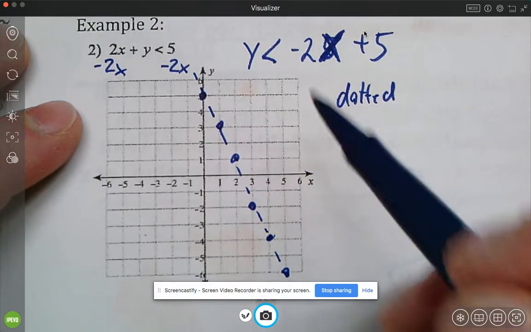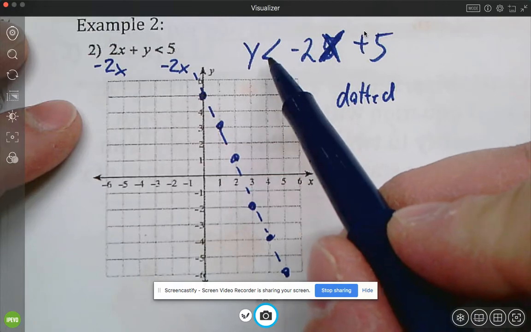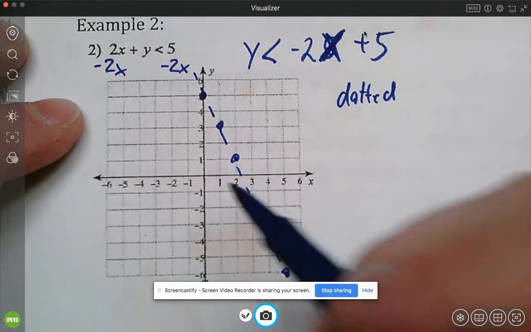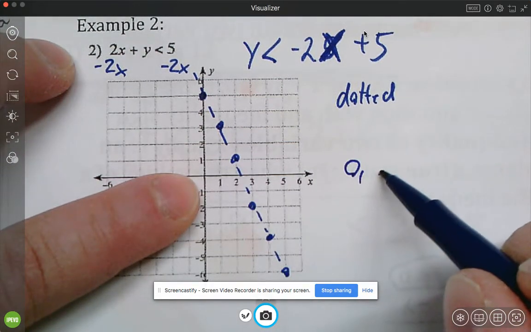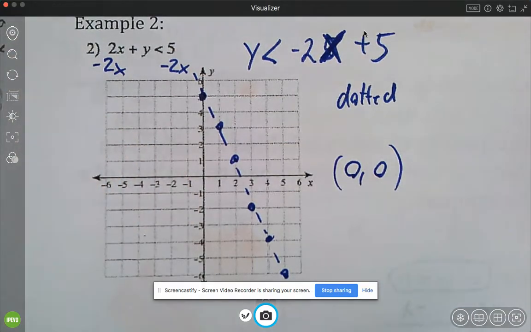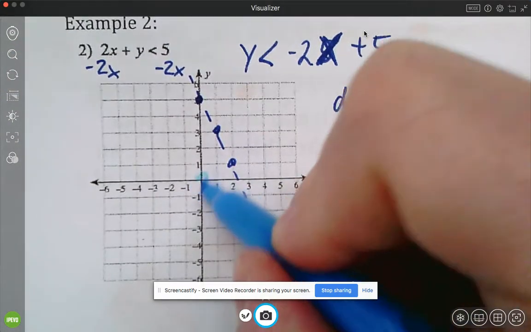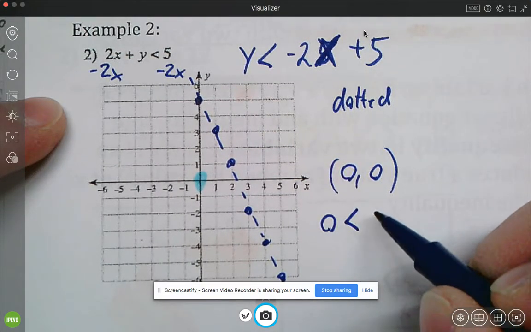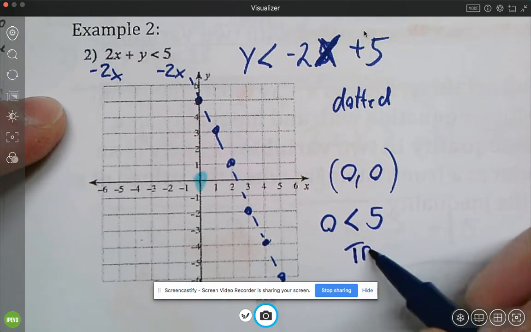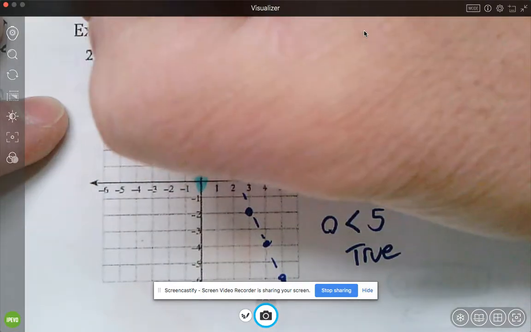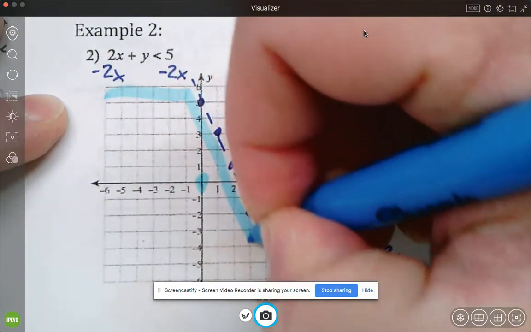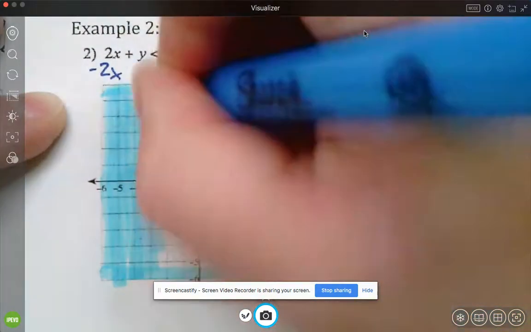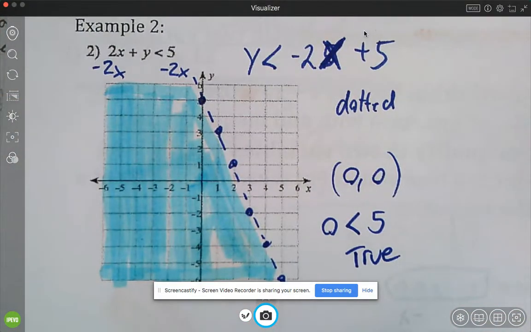Okay. Theory holds true. If it's less than, should we be shading above or below? Yeah, below. So in this case, will 0, 0 be part of the solution set right down here? Yes, it should be. So let's double check that. 0 is less than 5. That is true. So you can just go ahead. I'm going to use blue this time and shade that here. Something like that. All right, example 3.